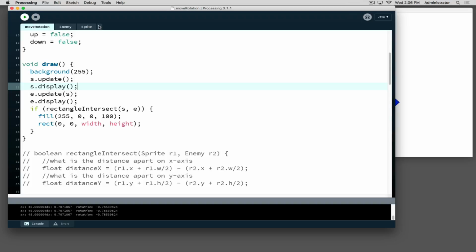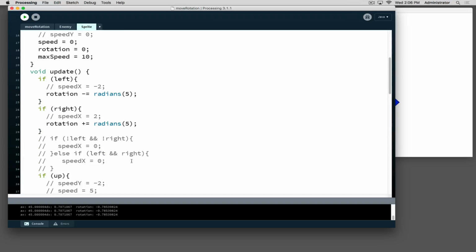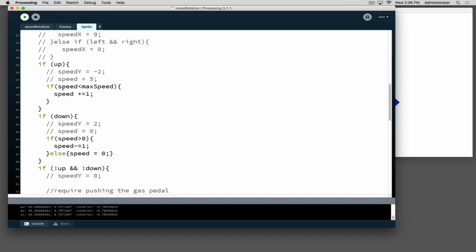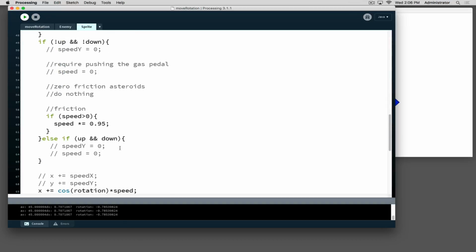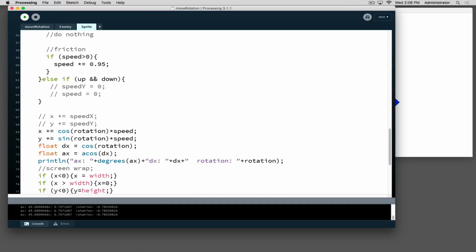So when I look in my sprite, I will see that if I push left, it rotates me left or right. If I push up, it now makes my speed increase until I hit my maximum speed. If I push down, nothing happens, but if I do nothing, then the speed will start slowing down on its own. So there's a little friction component. We'll look at that later. But we say I move on the x, the cosine of my angle times my speed or hypotenuse. I move on the y, the sine of whatever my current rotation angle is, times the hypotenuse or speed.